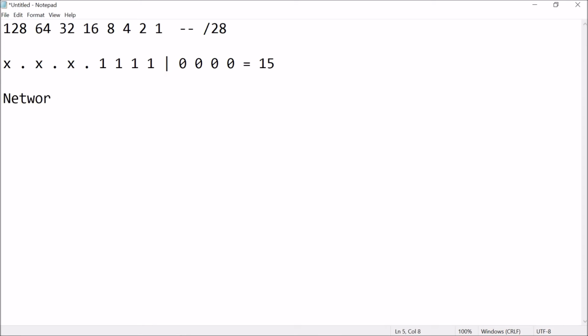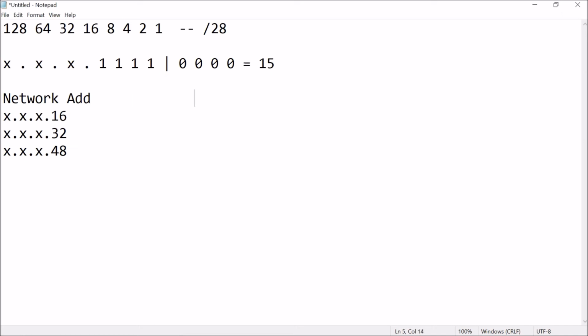Network address: x.x.x.16, then 16 plus 16, that's 32, x.x.x.32, then x.x.x.48, and so on. Okay, so 48 plus 16 is the next network address, and so on.